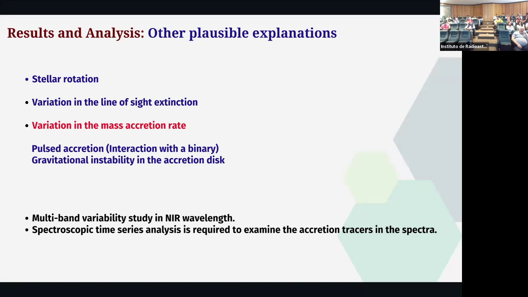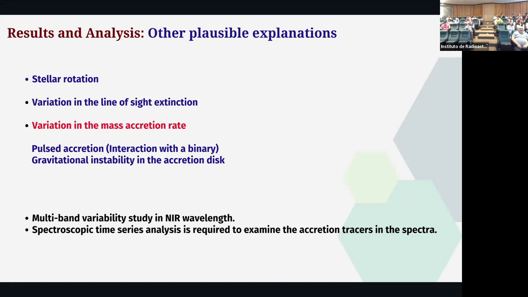Variation in the line-of-sight extinction could also produce periodic variability in the source. But similarly, the variation in line-of-sight extinction produces a positive slope in the CMD, but we got a negative slope, so it is also not consistent with our source. The third possibility is variation in the mass accretion rate. Interaction with a close binary and gravitational instability in the accretion disk could produce variation in the mass accretion rate that could appear as periodic variability in a massive YSO source. In some massive YSOs, it has been attributed as a plausible explanation for the periodic variability. So this scenario cannot be disregarded. This is a possible plausible explanation for the variability in this source.